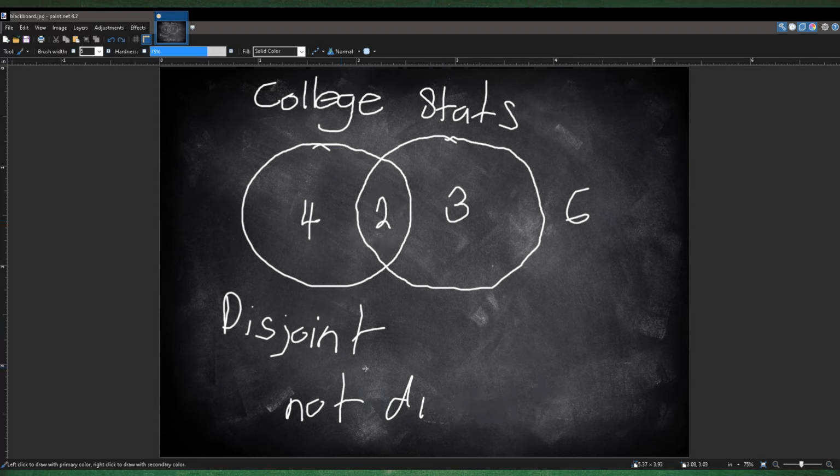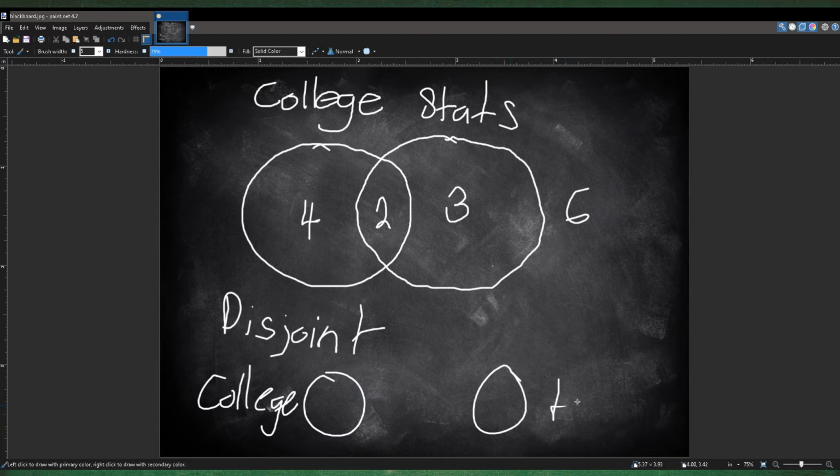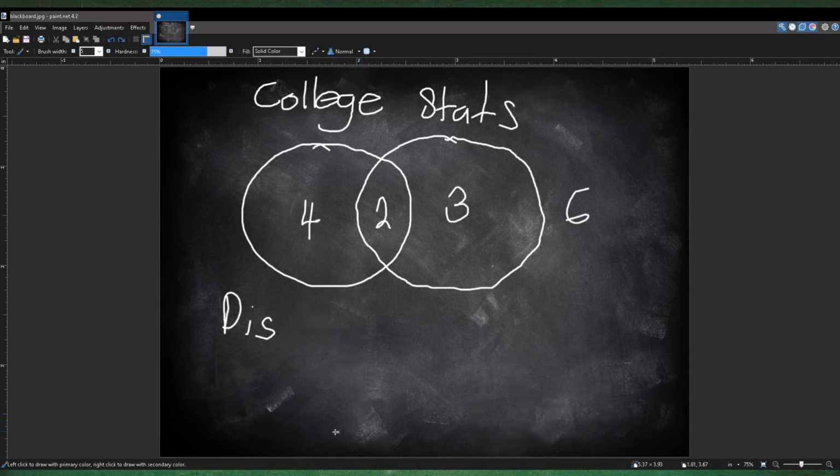Something disjoint would be like if you're in college versus you're in high school, let's call it HS, right? You can't be in college and high school at the same time, so that would count as disjoint. This would be a disjoint scenario because the 2 circles are outside each other. If they're overlapping, then it's not disjoint. So that's basically what disjoint is.